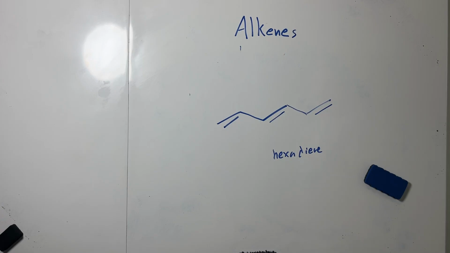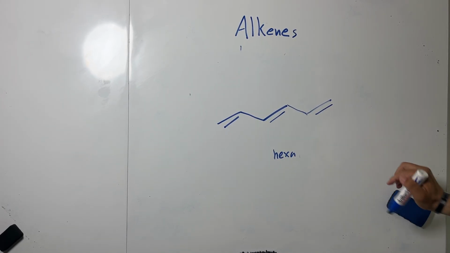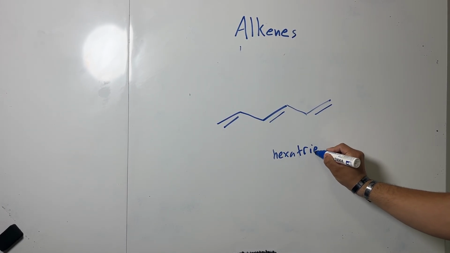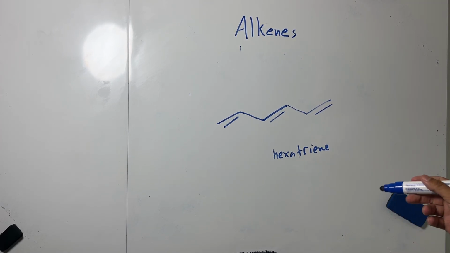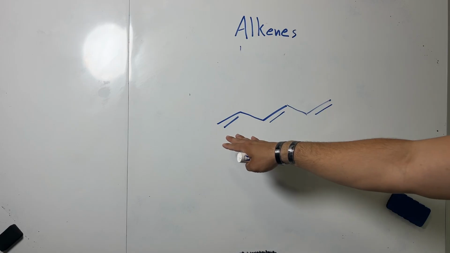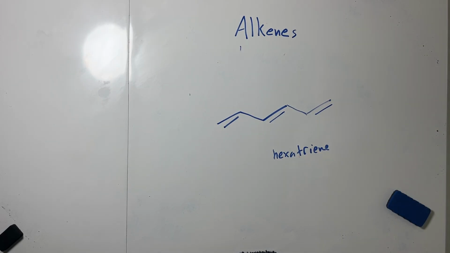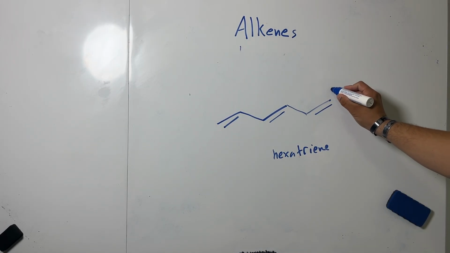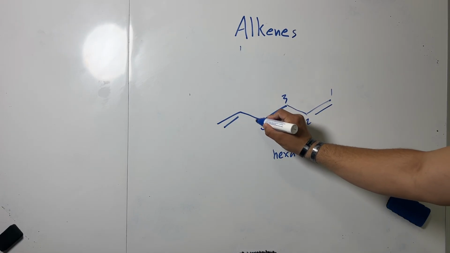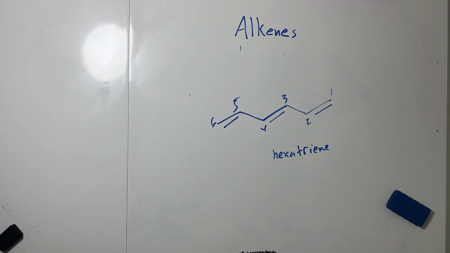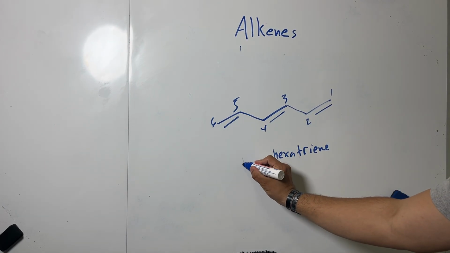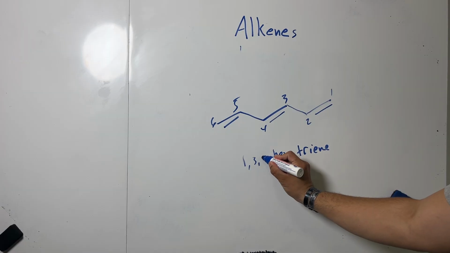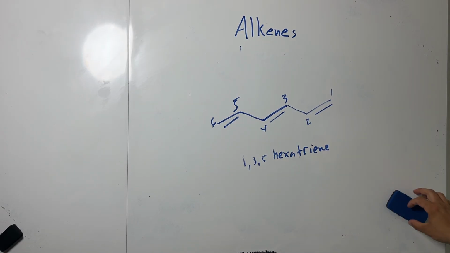Now, for something like hexatriene, we have to then say where these are, because technically you could have the allenes, the whole other thing. We have to say again where these are. So it'd be 1, 2, 3, 4, 5, and 6. Now this is a symmetric molecule. It doesn't matter which way we name it. So we'd call this 1. There's 1 there at the 3, at the 5. So we just call this 1, 3, 5 hexatriene.